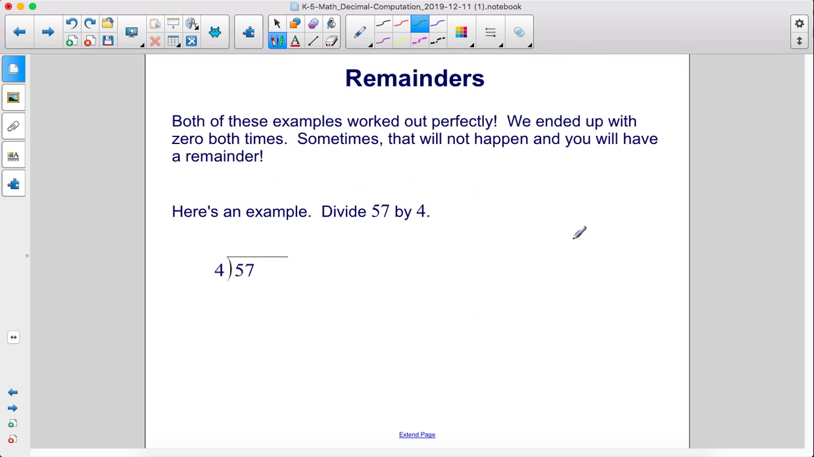Both of these examples worked out perfectly. We ended up with 0 both times. Sometimes that will not happen, and you will have a remainder. Here's an example. Divide 57 by 4.